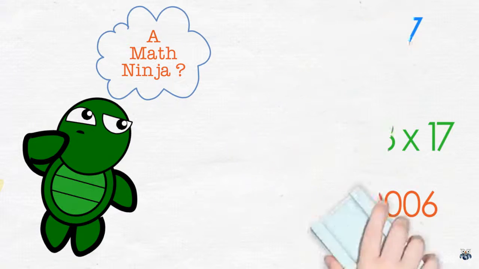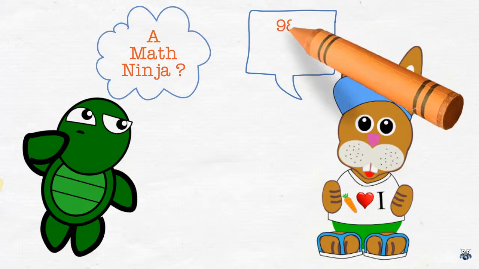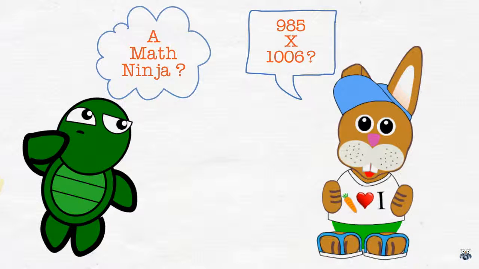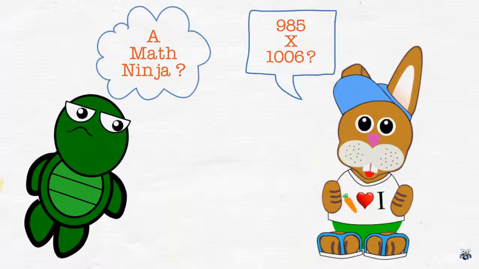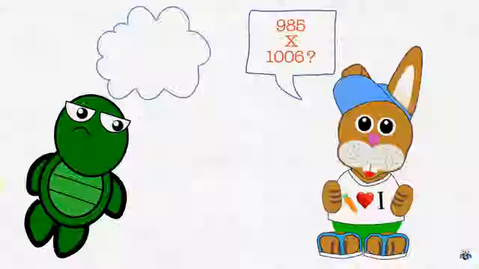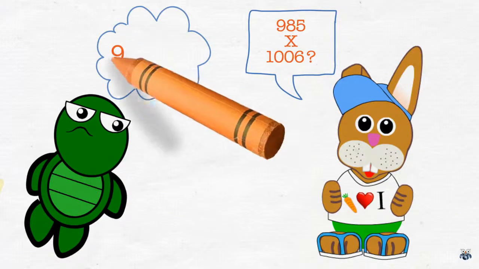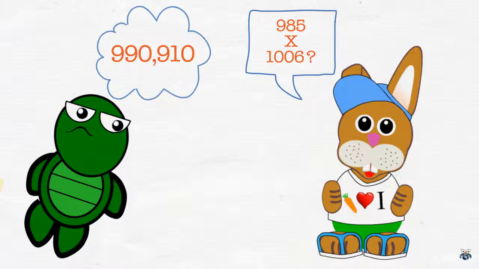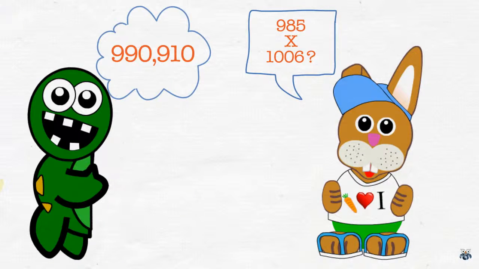So imagine if someone asked you, what is 985 times 1006? You could pause for a few seconds, roll your eyes and confidently say 990,910. How cool would that be? But let's start simple and work our way to more complex problems.